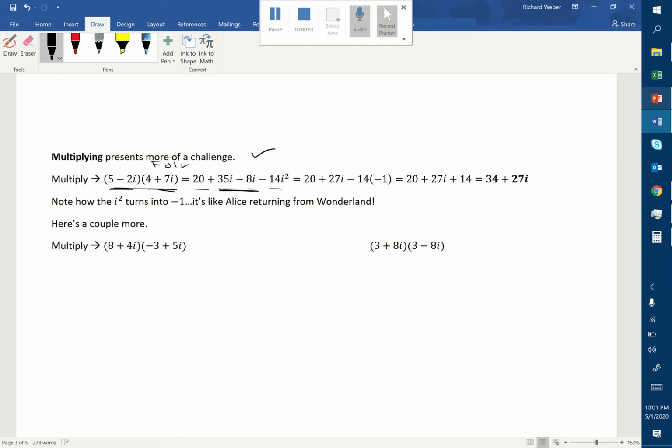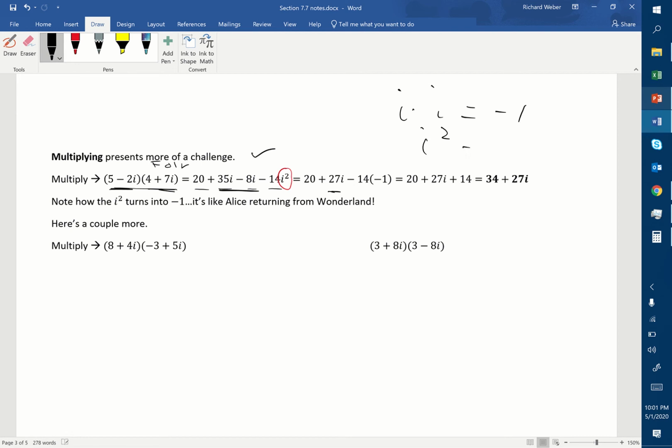What I did is I combined these to get 27i. But here's the thing to watch out for. When you FOIL, you have this one term that is i squared. From the previous lecture, what is i squared invented to be? i times i was meant to be -1. i squared is -1. And so, guess what? -1. That's the story.